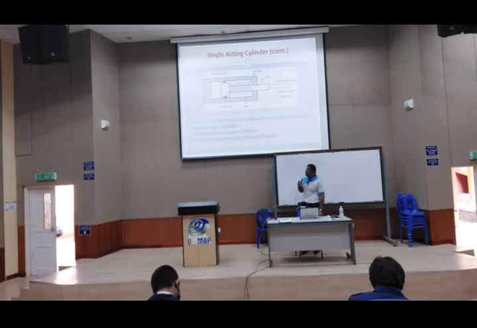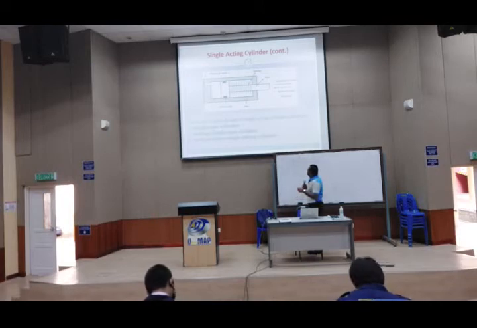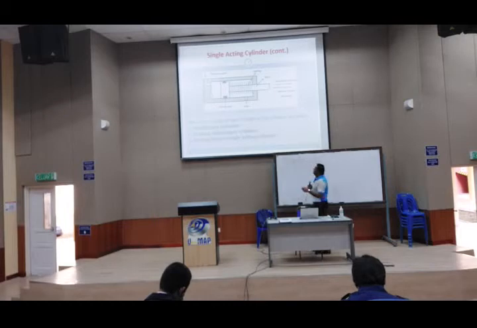So this is the construction of a single acting cylinder. Okay, you can look at this picture. So you have a pressure port. Pressure port means your compressor air is entering here, through this arrow. Okay, so it has two parts.